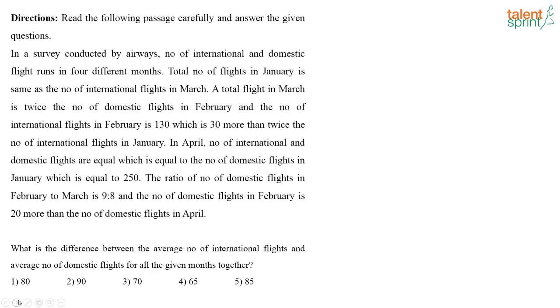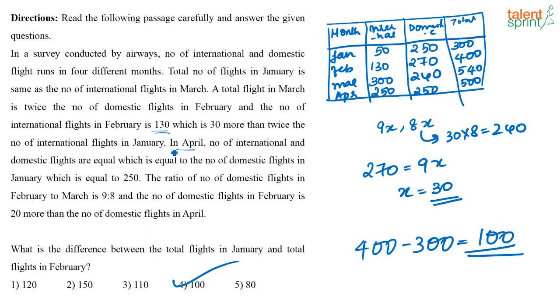What is the difference between the average number of international flights and the average number of domestic flights for all the given months together? Give me the answer for this. In April, the number of international and domestic flights are equal, which is equal to the number of domestic flights in January, which is equal to 250. See, the number of domestic flights in January is equal to 250. And they are saying the number of international and domestic flights are equal in April. So everything is equal to 250. That's how I write, based on the statement.